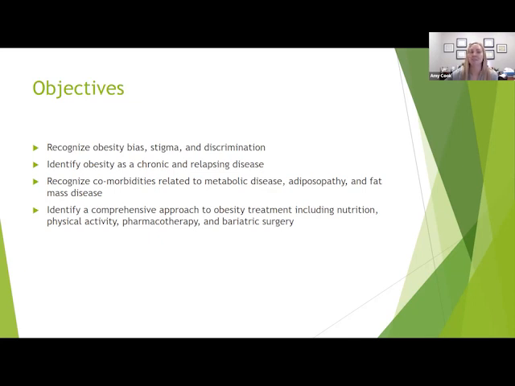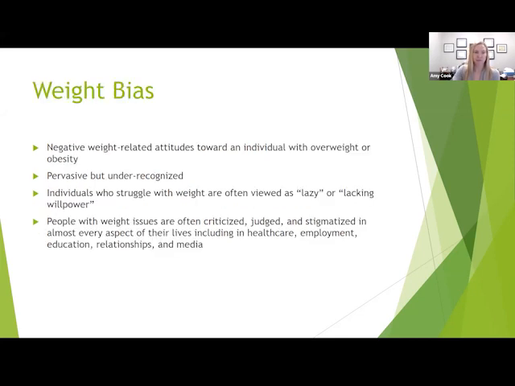So we're going to touch on the bias that's related to obesity, and we're going to try to identify obesity as a disease, and then recognize the comorbidities that come along with obesity, and then start to develop a comprehensive approach to obesity treatment. So to begin, we'll start talking about obesity bias. Obesity bias is going to be the negative attitudes towards obesity. It's basically everywhere and under-recognized.